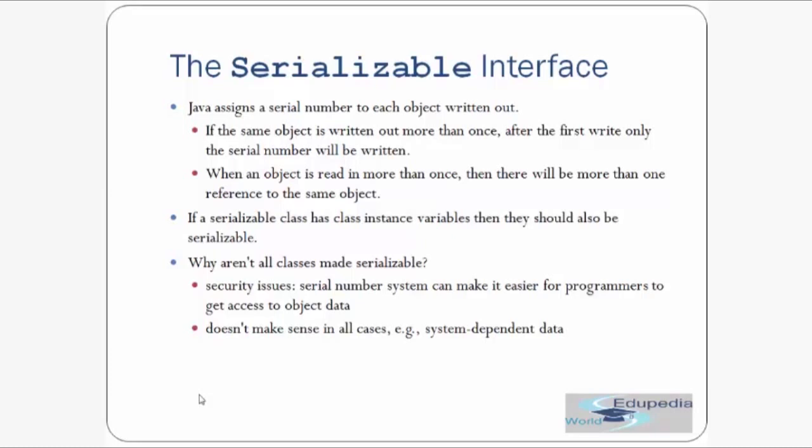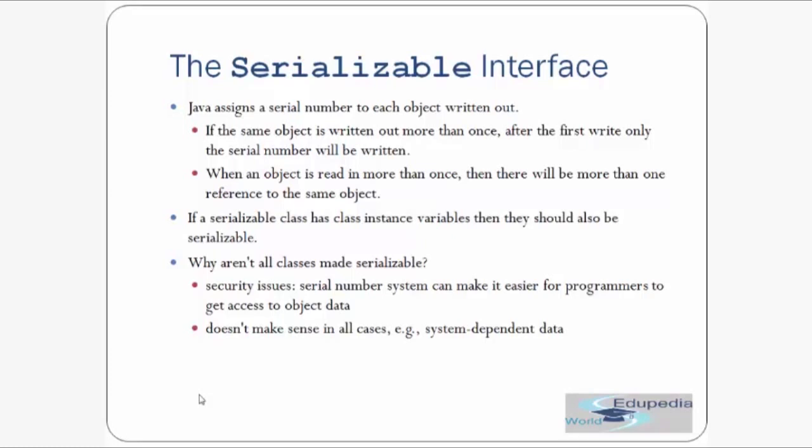So you see that a serial number is assigned to each object, whatever we are writing using write object. Now if the same object is written more than once, then we'll get to know using the serial number. After the first write only, the serial number will be written. When an object is read more than once, then there will be more than one reference to the same object using that serial number. Now, if a serializable class has an instance variable, then that should also be serializable. And why aren't all the classes made serializable? Because the serial number system can make it easier for a programmer to get access to the object.